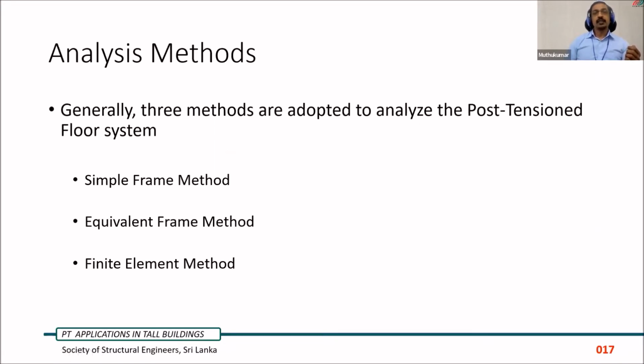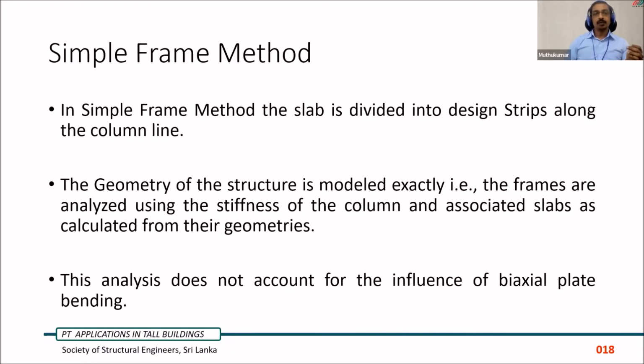Analytical methods. We generally adopt three methods to analyze a post-tension flat slab system: simple frame, equivalent frame, and finite element analysis. The simple frame method we normally do for very rough checking. Here the slabs are designed as separate design strips along the column lines. The geometry of the structure is exactly modeled, that is, the stiffness of beams, slabs, and connecting frames are taken exactly. So this doesn't account for any biaxial plate bending.